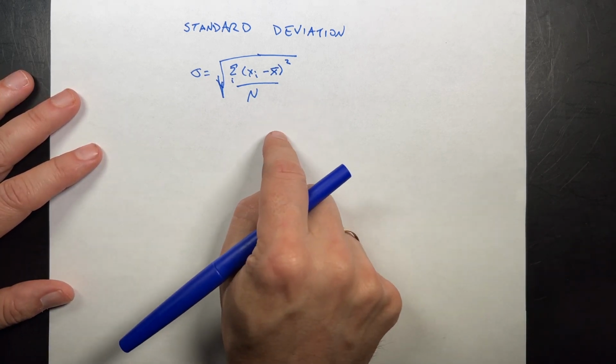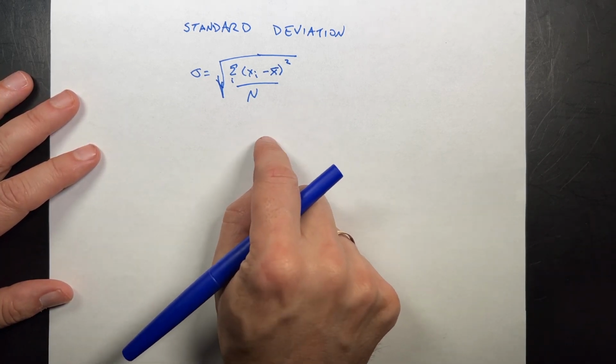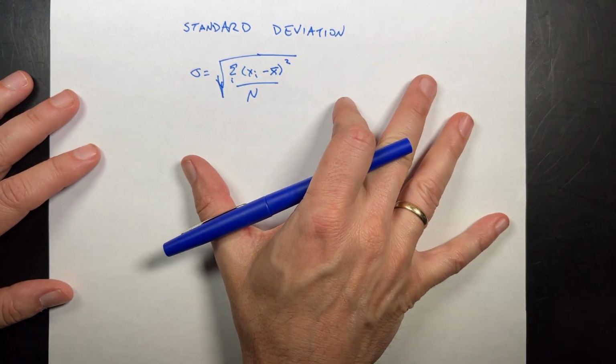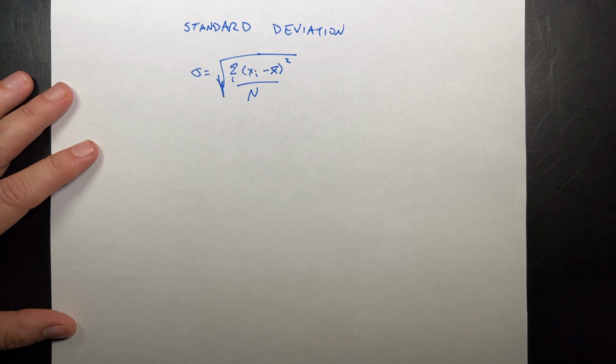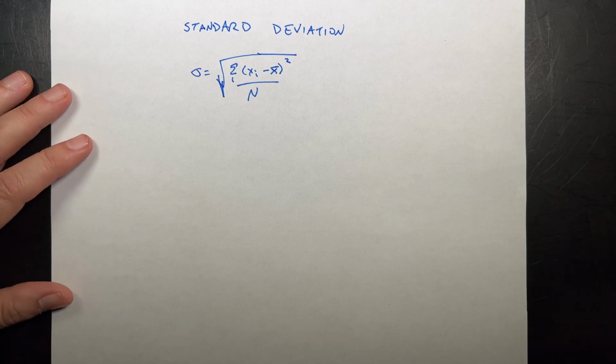I want to make a Python function to calculate the standard deviation. Now, I know that these functions already exist, but I'm using web VPython and it doesn't have that. So I'm going to build this.